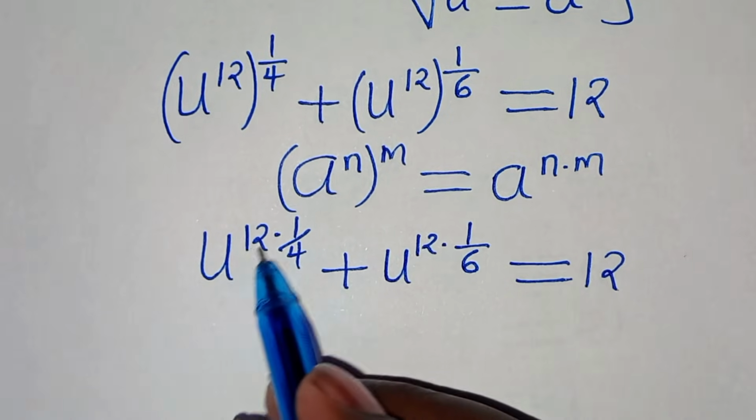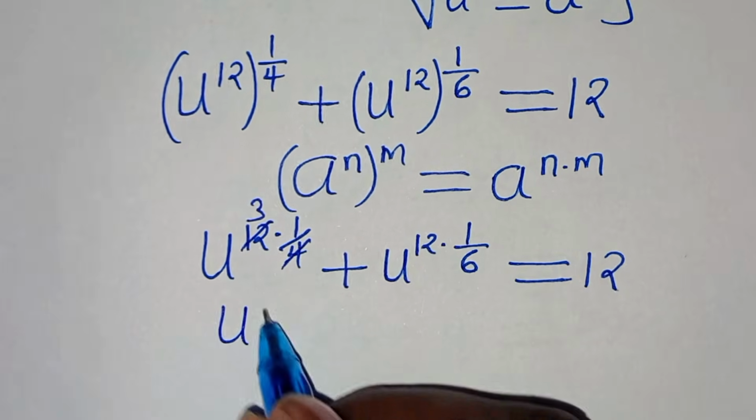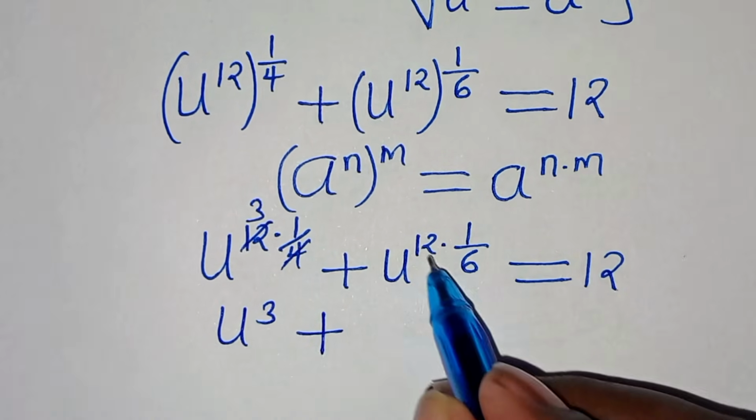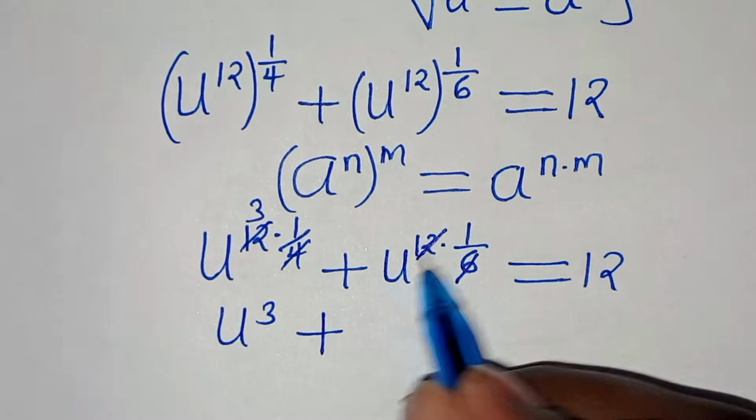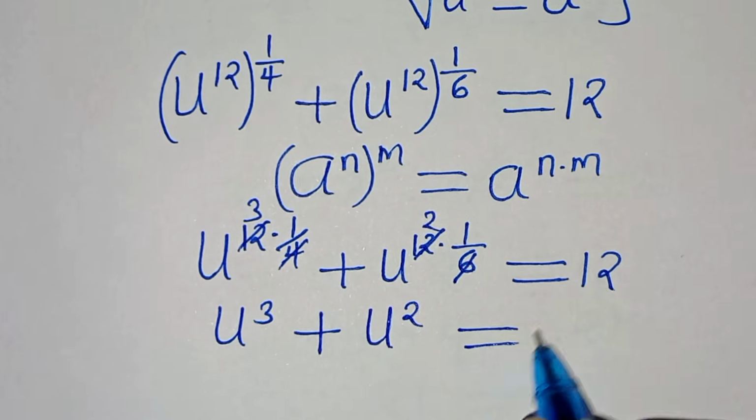So let's simplify here. 12 divided by 4 is 3, so this is u to the power of 3. Then plus 12 divided by 6, which is 2, so we have u to the power of 2. This is equal to 12.